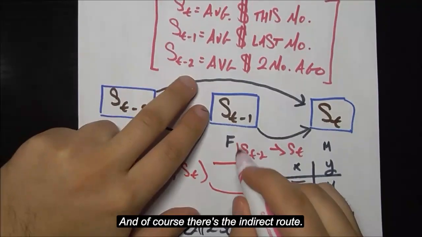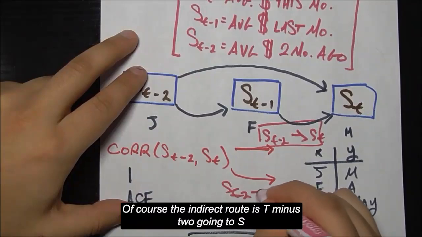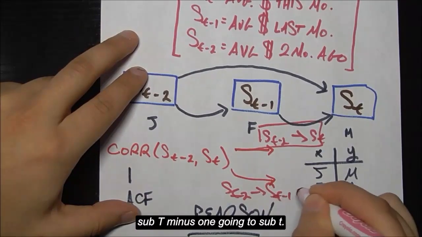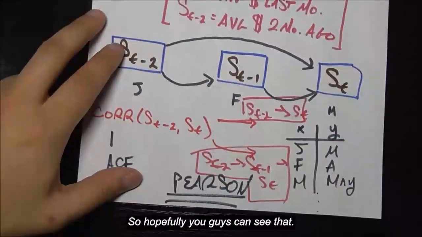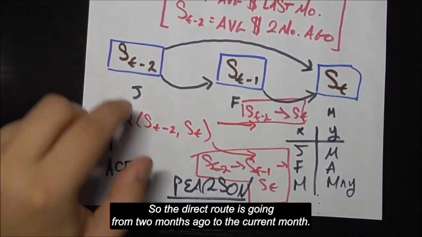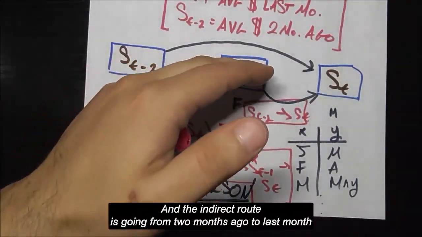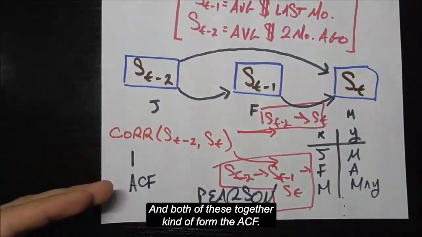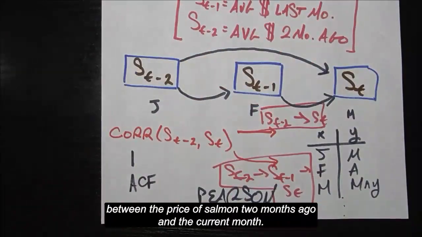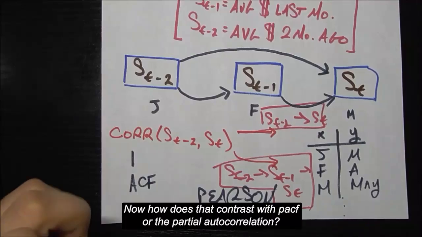And of course, there's the indirect route. Here's the direct route. The indirect route is S sub t minus 2 going to S sub t minus 1 going to S sub t. Hopefully you guys can see that. So the direct route is going from 2 months ago to the current month, and the indirect route is going from 2 months ago to last month to the current month. Both of these together form the ACF, the autocorrelation between the price of salmon 2 months ago and the current month. Now, how does that contrast with PACF, or the partial autocorrelation?